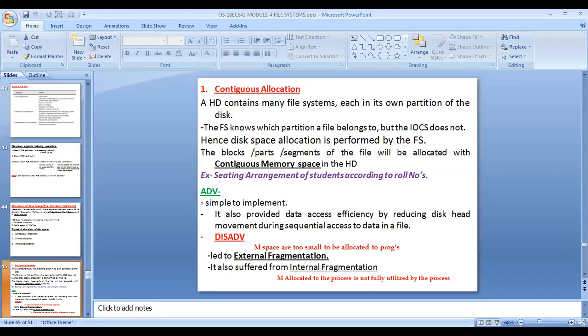Abhishek Ken, am I audible? Abhishek N, Basalaj NV, are you there? Yes, sir. Naveen Kumar? Yes, sir.